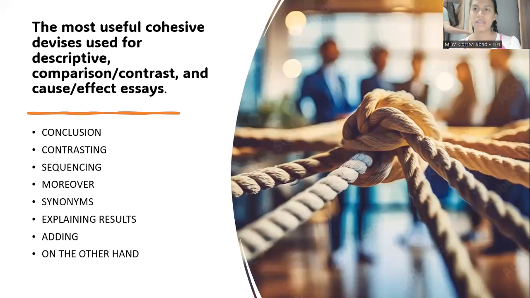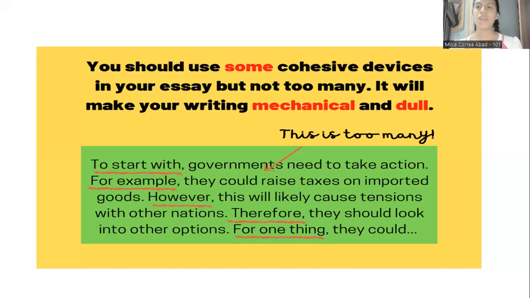are those common ones that are for conclusion, where we have to sum up to conclude, contrasting, on the other hand, moreover, and sequencing, that can be firstly, secondly, next. We have moreover synonyms also, explaining results, adding, and on the other hand. Here we have a clear example of what cohesive devices are in our essay.